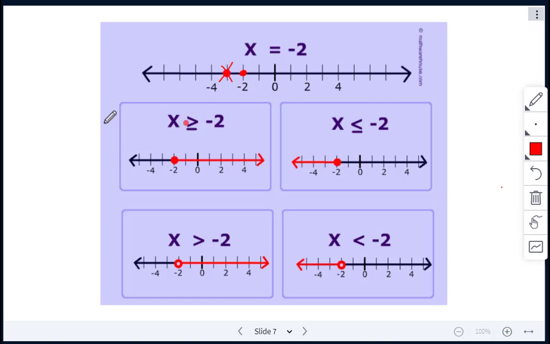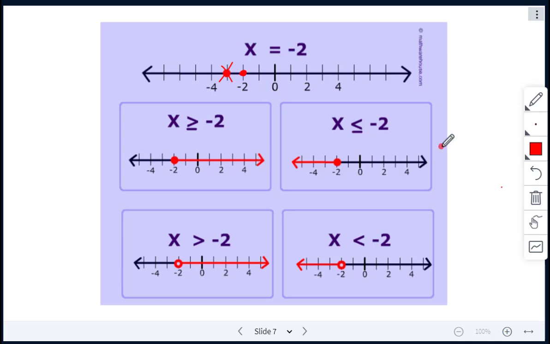Next, we have x is greater than or equal to -2. So it's a closed circle to show that -2 is included as part of the solution. And then everything is greater than the -2, so we have the arrow pointing to the right.